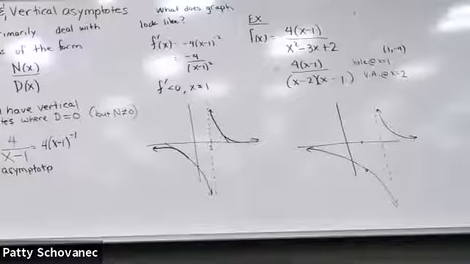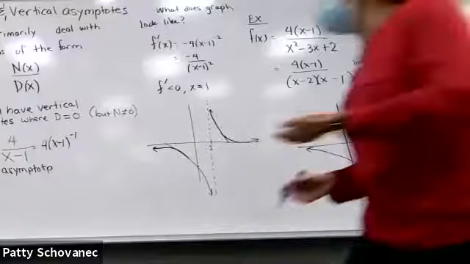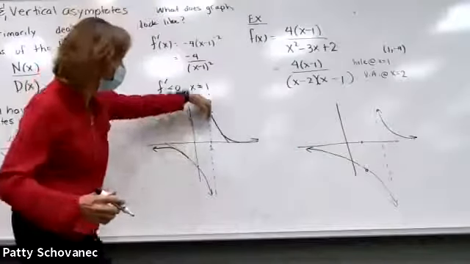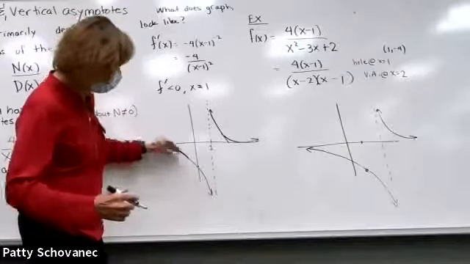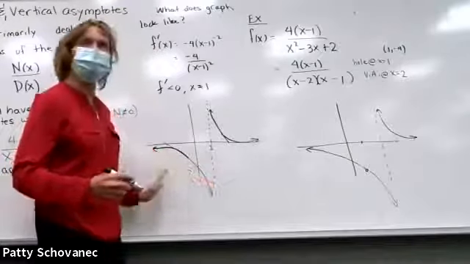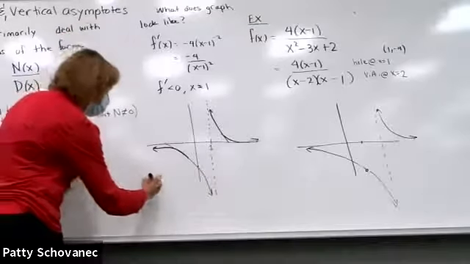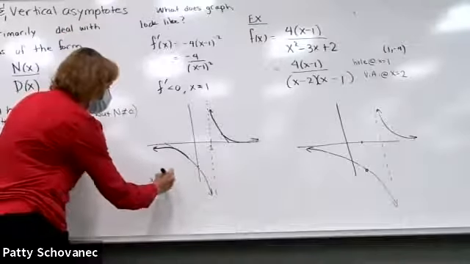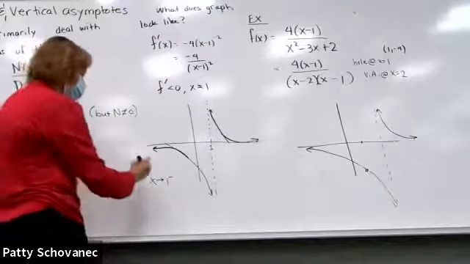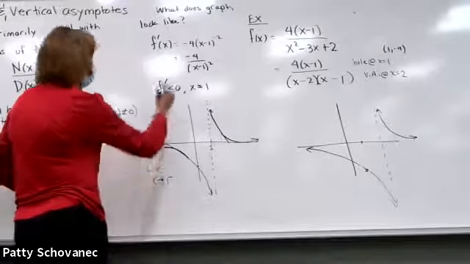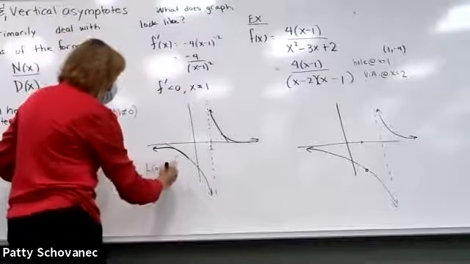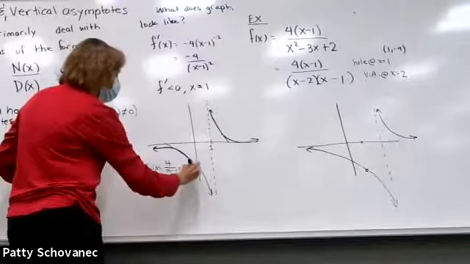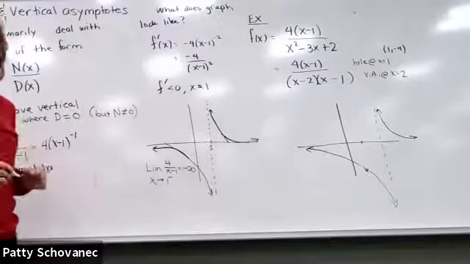Now, we can describe asymptotes with one-sided limits. In this particular picture, x is equal to 1 was the vertical asymptote. And I'm showing you that this end goes down as I come in from the left. So I would say as x goes to 1 from the left, the limit of my function 4 over x minus 1 is equal to minus infinity. The y values get big and negative.